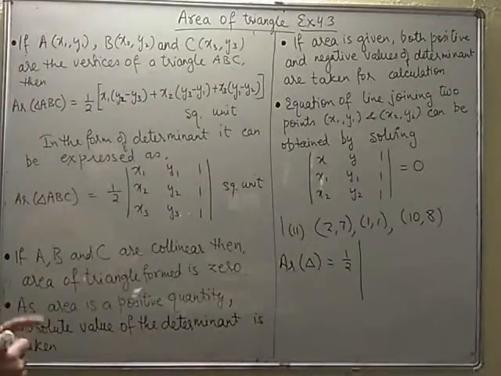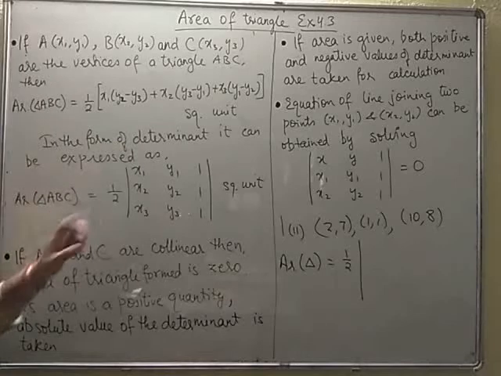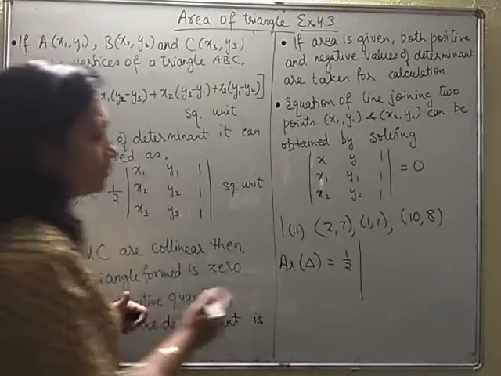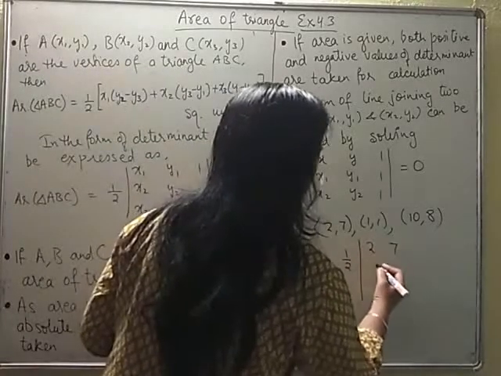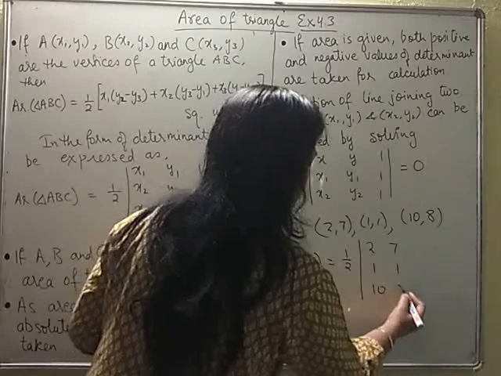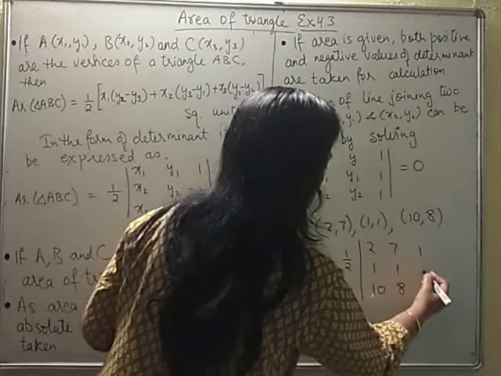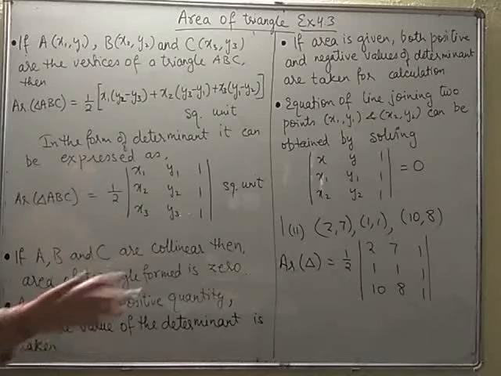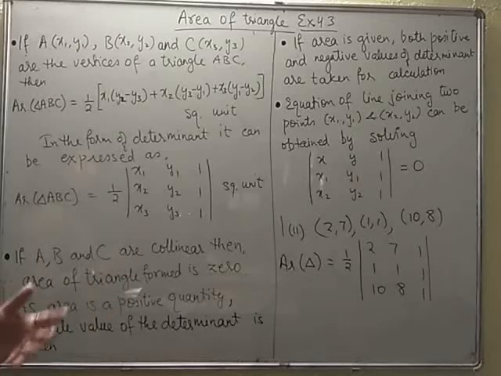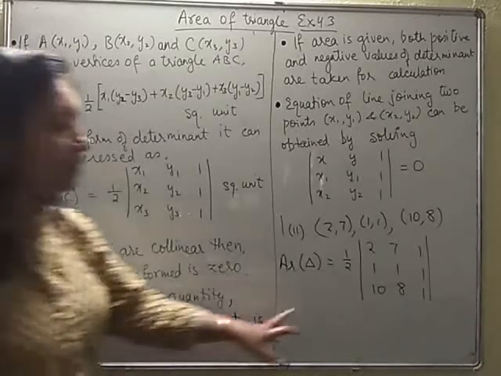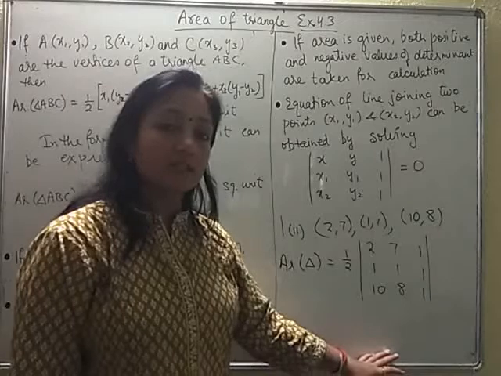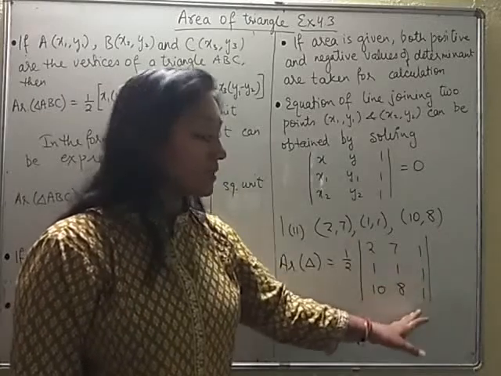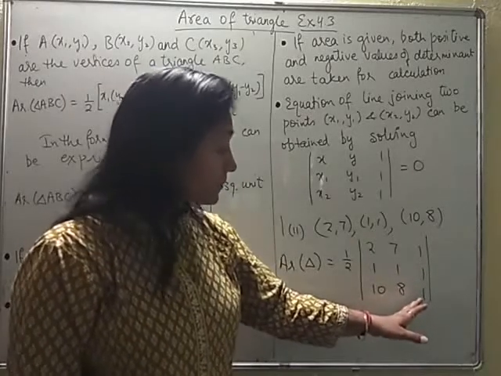Now you can use this expression in order to solve the area. So putting the coordinates of the given points here, and the third column as 1, 1, 1. Okay, and you can understand why the third column elements are taken as 1, 1, 1. We all know 1 is a multiplicative identity.